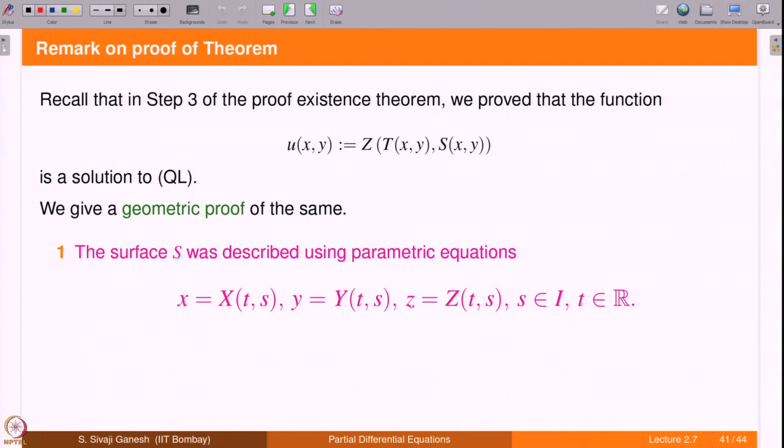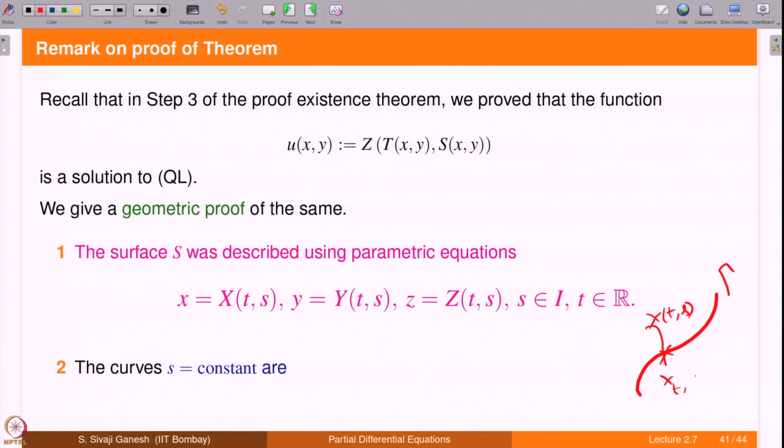Surface S was described using these parametric equations, right? x(t,s), y(t,s), z(t,s). Fine. The curves s equal to constant, what are they? They are the characteristic curves. This is gamma, fix s on this, this is x(t,s). So, if s is fixed, it is a characteristic curve. Characteristic curve means what is the tangential direction? First of all, it is a curve. Therefore, x_t, y_t, z_t is the tangential direction. So, x_t, y_t, z_t, this is tangent. But it is a characteristic curve. Therefore, the direction is actually a, b, c. Remember this, okay.